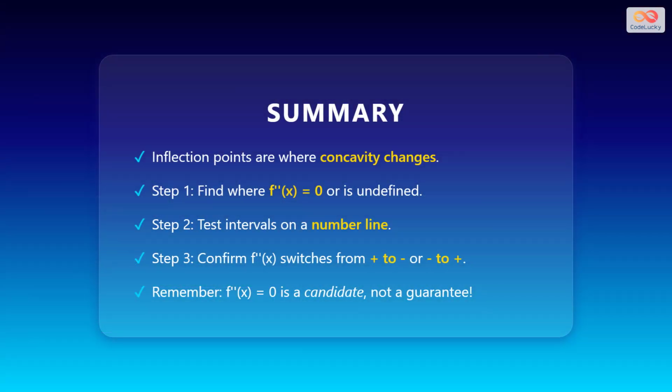To wrap up, inflection points are changes in concavity. Always find the second derivative, set it to 0 to find candidates, and perform a sign test on a number line to confirm the change. If there is no sign change, there is no inflection point.